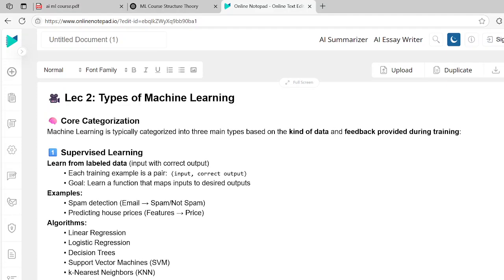Hello everyone, let's continue with our series. Now we have lecture number 2, where we will learn about the different types of machine learning. Let's begin.